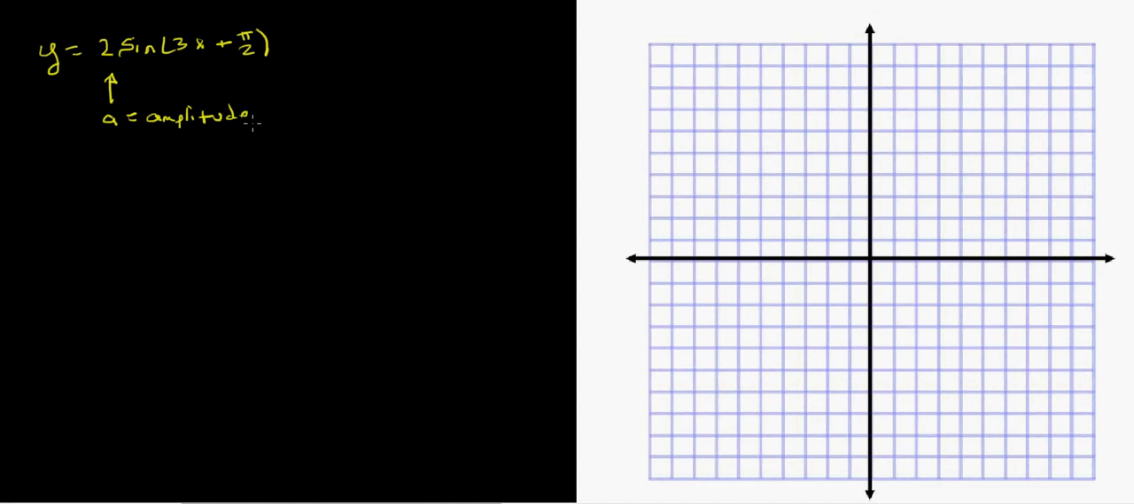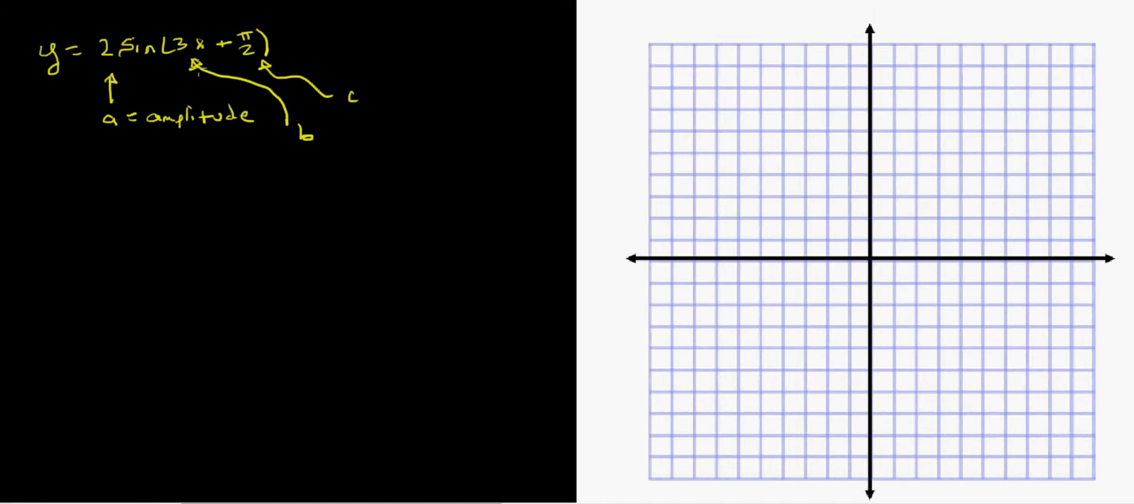And the 3 multiplying the x is b, and the pi over 2 is c. And when I graph these functions, I like to do two things as a way of double checking. So the first thing I'm going to do is determine where I'm going to graph. By the way, when I ask to graph functions of this type, what I would like to see is one period starting at the phase shift.